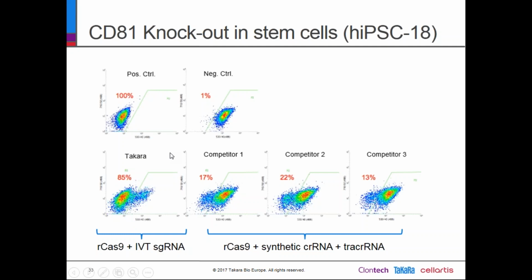And so for our conditions, we combined our enzyme with guide RNA in vitro transcribed with our kit. And for the other enzymes, we combined the recombinant protein with synthetic CRISPR and tracer RNAs as recommended by the providers. And what you can see here is that we could achieve best efficiency in the iPS cell line when using our enzyme together with the in vitro transcribed guide RNA. So much higher genome editing efficiencies.